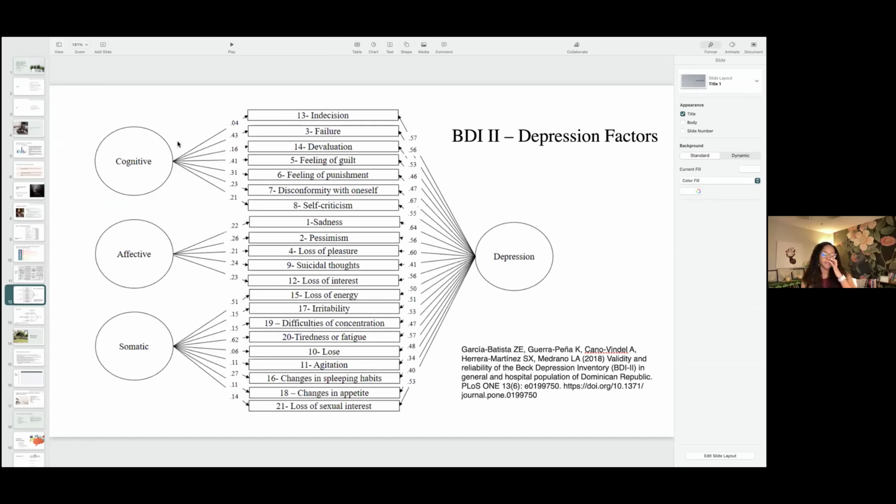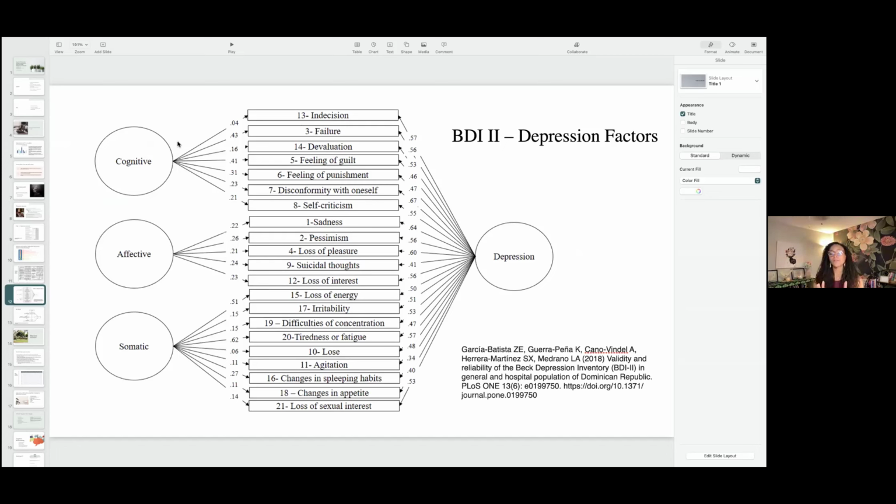So this is an example of a factor analysis of the BDI. The BDI is the Beck Depression Inventory. This is the second version of it. It really is a gold standard tool that is used to assess depressive symptoms specifically. And at the end of the measure, you have your ranges and cutoff scores to let you know whether or not a person would qualify for experiencing a major depressive episode.